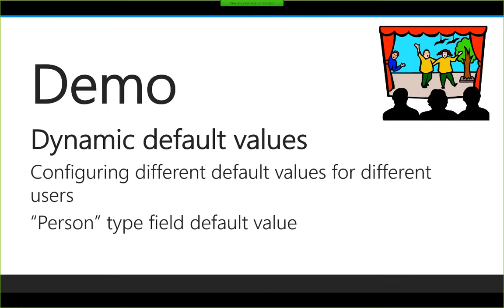So our next demo is about dynamic default values. As you know, we already have default values in SharePoint, right? Everybody knows that we can set default values in SharePoint. However, SharePoint doesn't allow us to do, first of all, dynamic default values, and it doesn't allow us to set default values for all the types of fields out there. It only allows us to set the value for certain types. For example, person. We cannot set a default value for the person field in SharePoint out of the box.